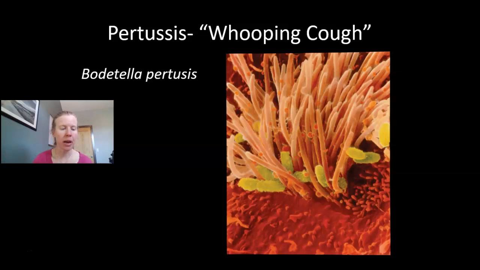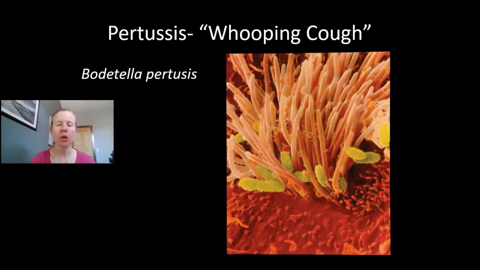And it produces a cytotoxin. So it actually paralyzes these ciliated cells. That, of course, impairs the movement of mucus, leaving your patient open to other things like pneumonia that we'll talk about here soon. And so there's a couple different stages of someone who's developed whooping cough.